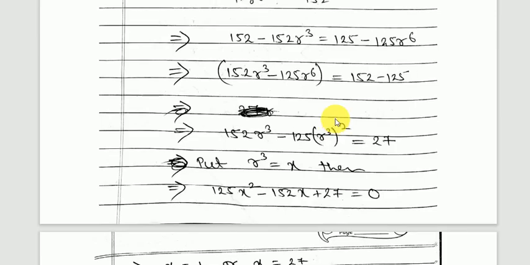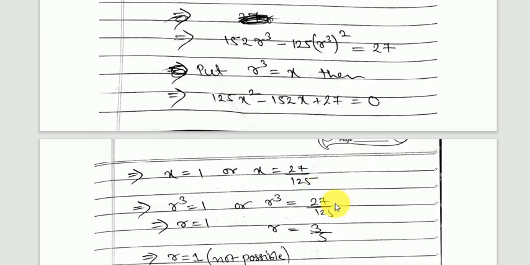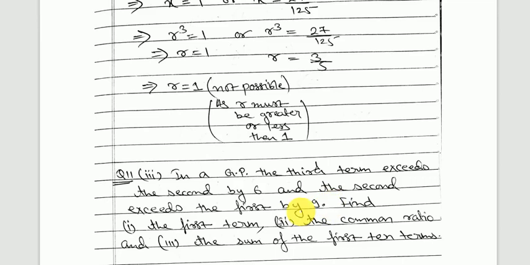So here we are getting R equal to 1 and R equal to 3 by 5. So R equal to 1 is rejected, because R is either less than 1 or greater than 1. So here R equal to 3 by 5. And in the question we were supposed to find the common ratio only. So we got the common ratio, R equal to 3 by 5.